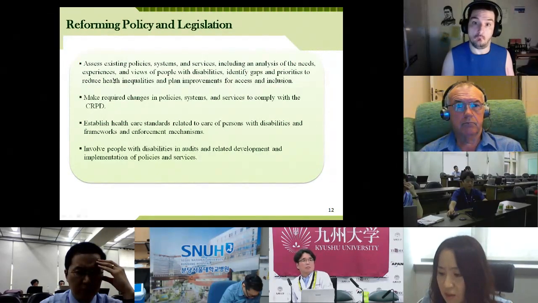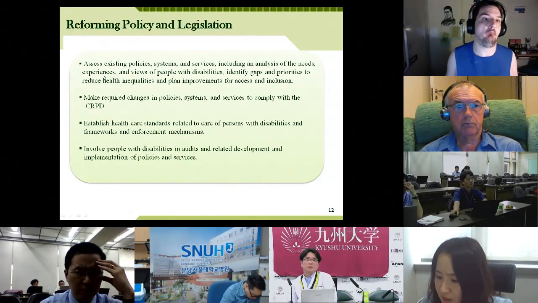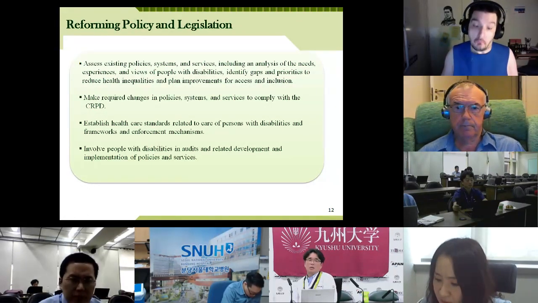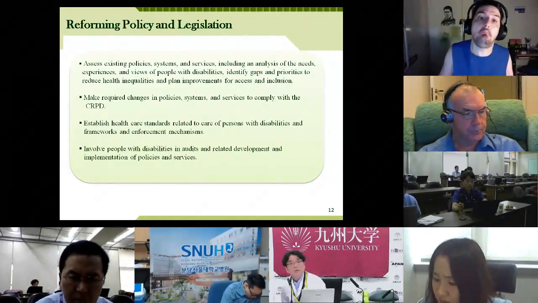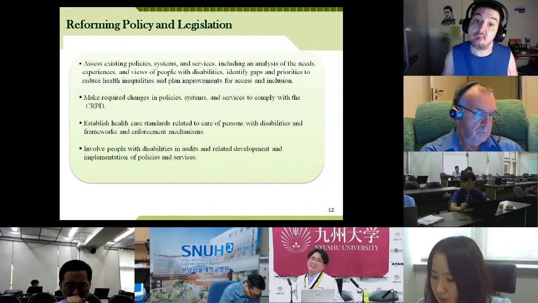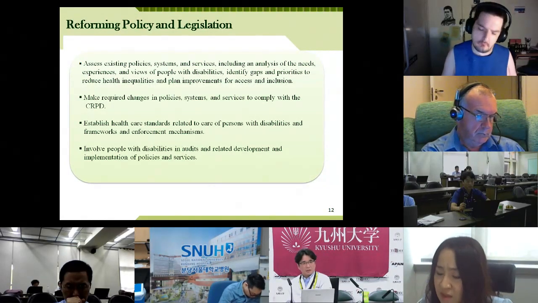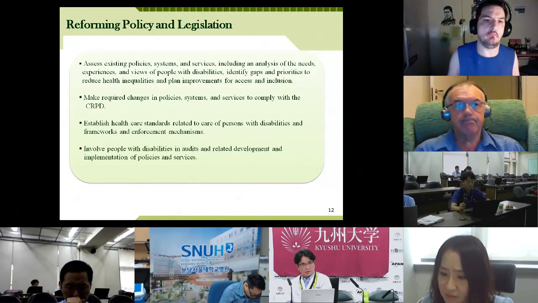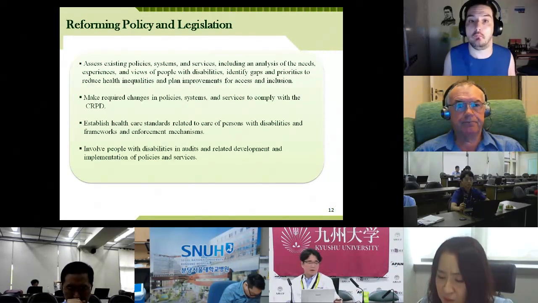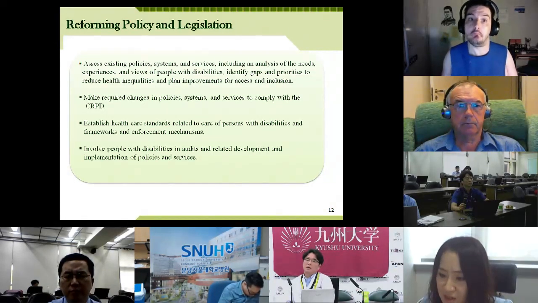The first one is on reforming policy and legislation. There are international, regional, and national levels of reforming policy and legislation. We need to establish health care standards related to care of persons with disabilities, and frameworks and enforcement mechanisms. I introduced the Convention on the Rights of Persons with Disabilities as an international agreement, and I would like to introduce Healthy People in the United States and the Health Plan in Korea as national agreements.